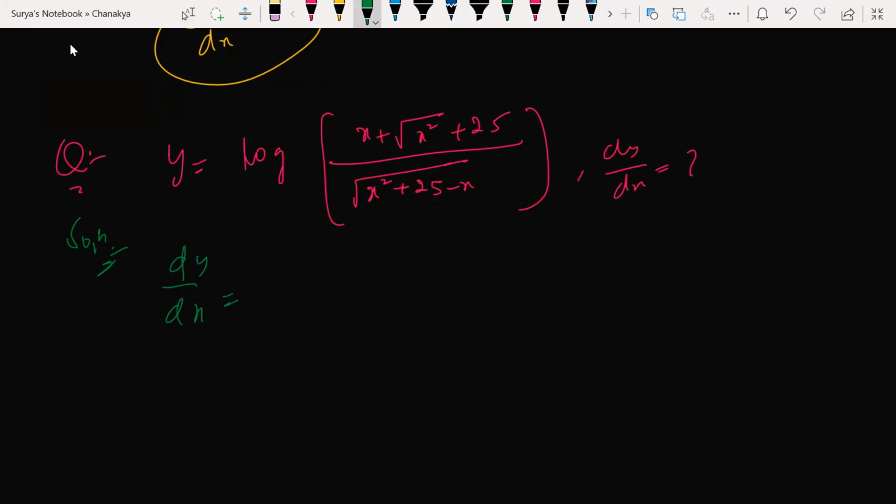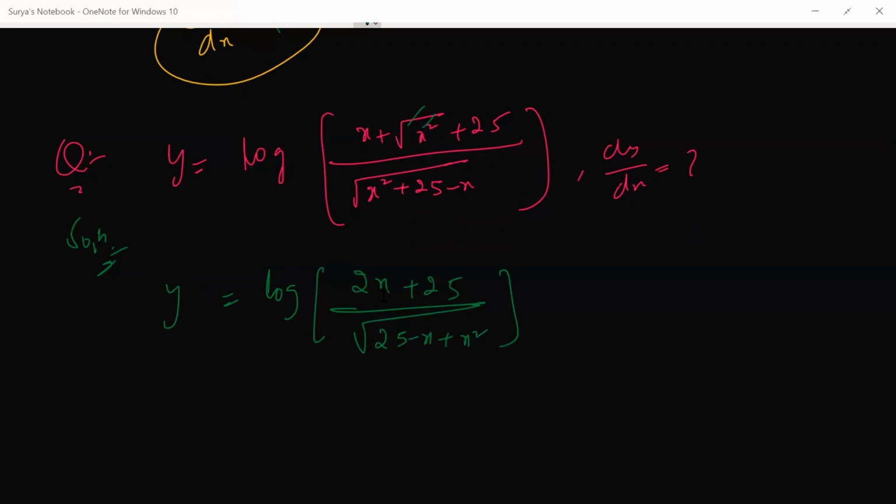So first of all, log a by log b. First of all, you do one thing. Can I just modify my function? First of all, you write like this. Log of this will get cancelled. So x plus x is 2x, correct? Plus 25 divided by 2x divided by 25 minus x plus x square. Okay. So this is what you have.